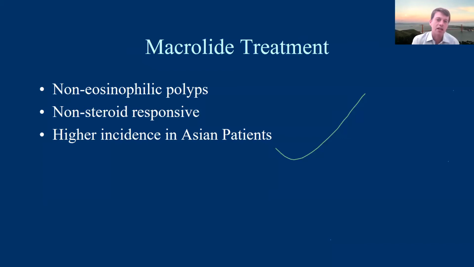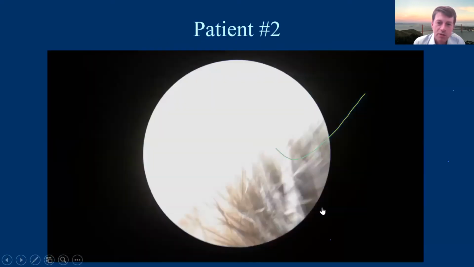And this is a longer-term macrolide treatment, a little bit lower dose, but it has been described, and a lot of the papers that have been described as being effective come out of Asia, and so there's a higher incidence in these Asian patients of neutrophilic polyps, this sort of non-eosinophilic polyp disease, which appears to be a different type of disease.